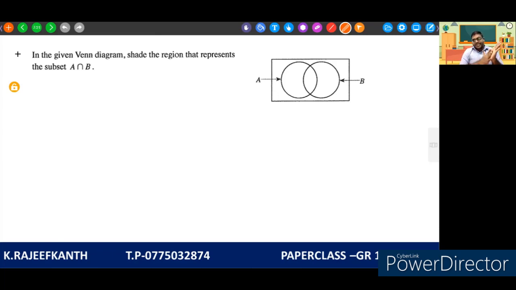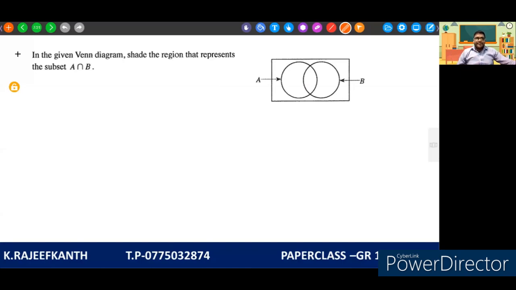A intersection B. First we have to know what is A intersection B. The intersection means we have to get the common elements from these two sets. There are two sets A and B. So intersection means we have to get the common elements.